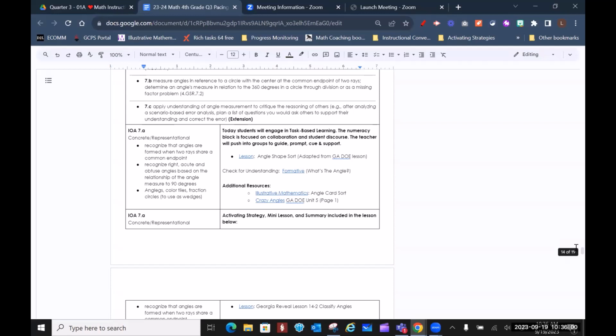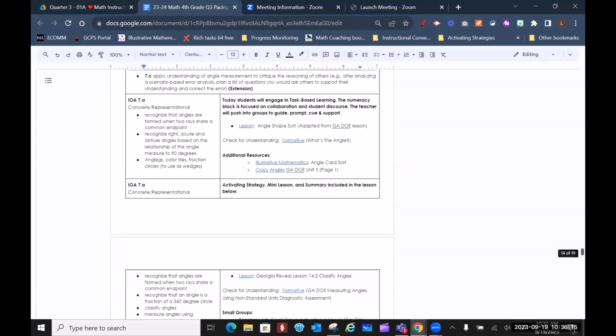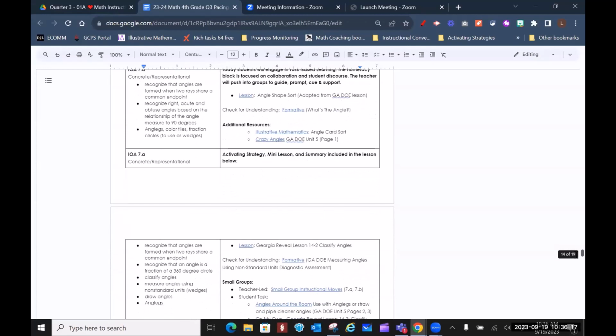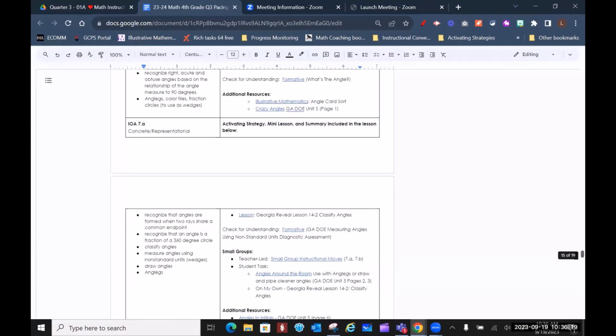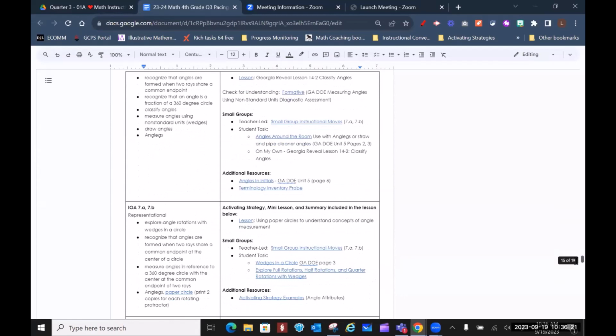Students will first learn how to recognize whether an angle is right, acute, or obtuse based on the relationship of the angle measure to 90 degrees. And again, they're not measuring angles yet. We build the conceptual understanding of that first. After a couple of days of IOA 7A by itself, we begin to cluster 7A and 7B.